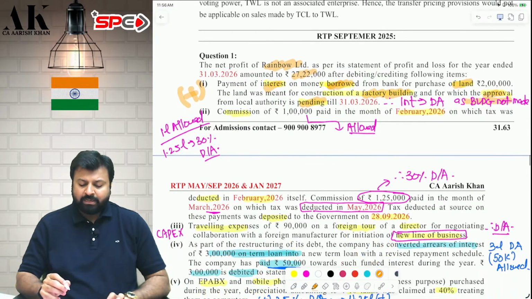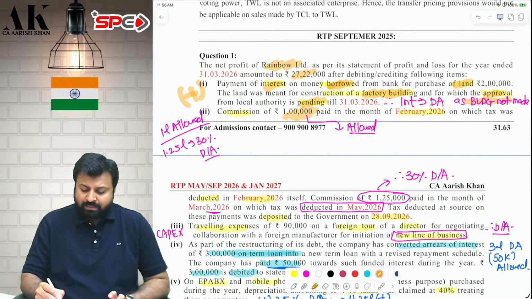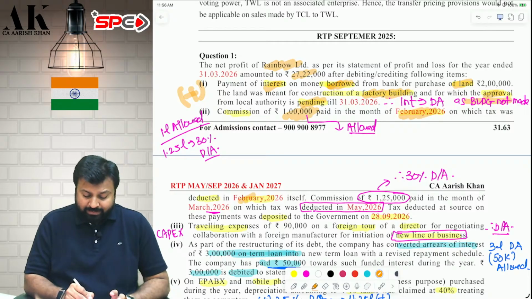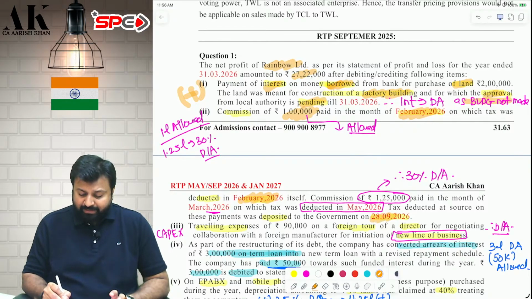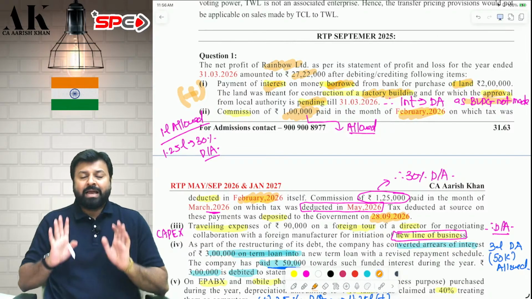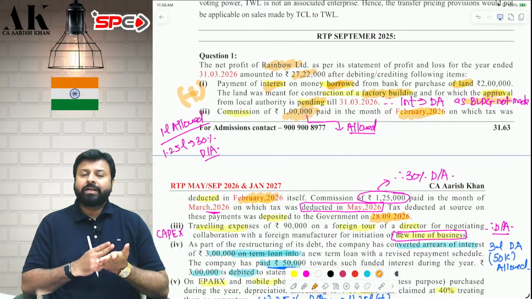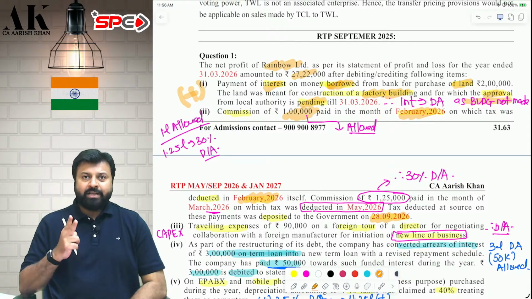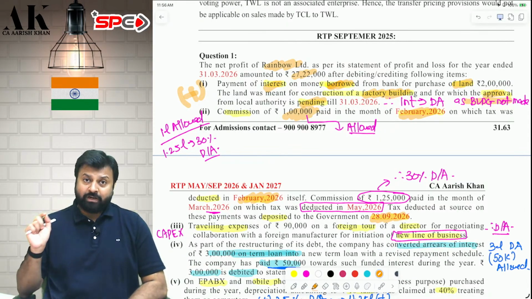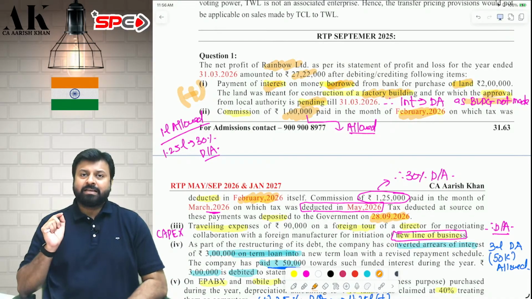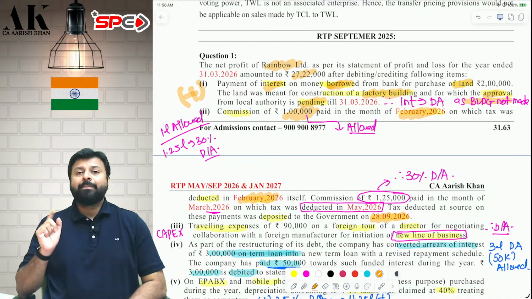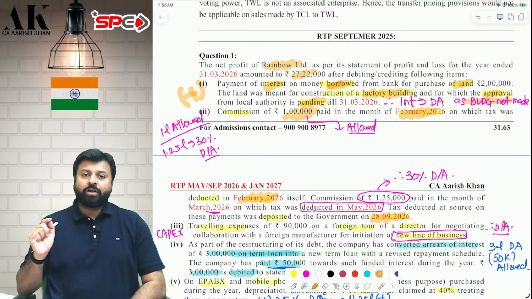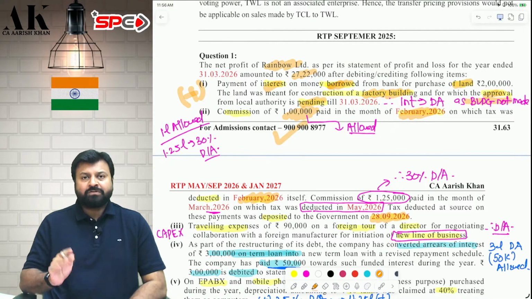Next one, you have paid some commission of 1 lakh rupees in the month of February. You have deducted TDS in February and you have paid the TDS in September. Absolutely correct. When you want a deduction of an expense, you should deduct the TDS in the same financial year by 31st of March and you should pay it by the due date of filing of return. Therefore, in this case, the assessee has deducted the TDS before March and also paid it by the due date of filing of return. Therefore, this 1 lakh rupees will be allowed as deduction.